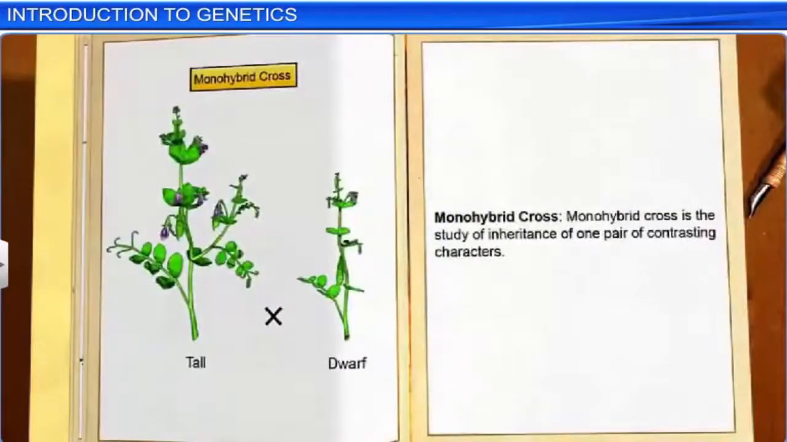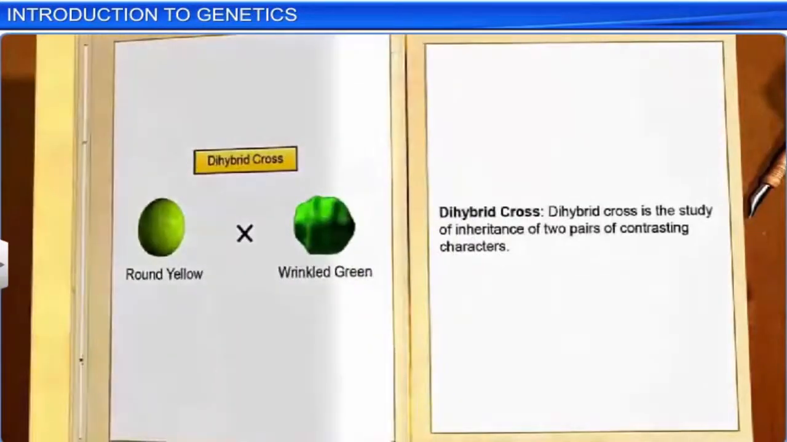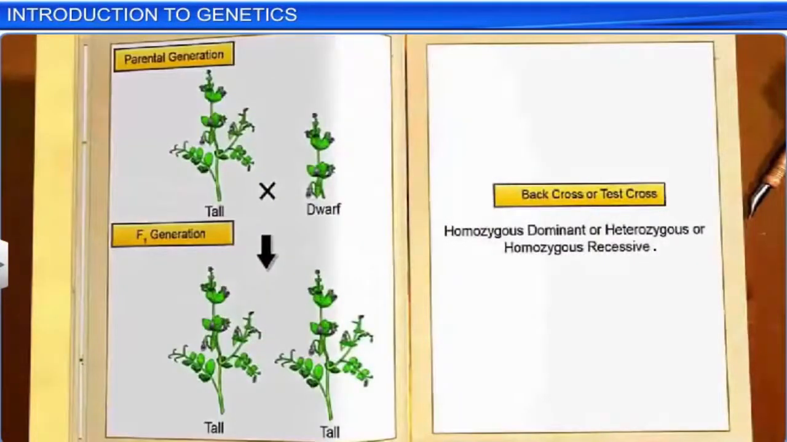The study of inheritance of one pair of contrasting characters is known as a monohybrid cross. For example, the study of inheritance of tall and dwarf plants, while the study of inheritance of two pairs of contrasting characters is known as a dihybrid cross. For example, the study of inheritance of round and yellow seeds and wrinkled and green seeds. To determine if an individual is homozygous dominant, heterozygous, or homozygous recessive, a back cross or a test cross is carried out.